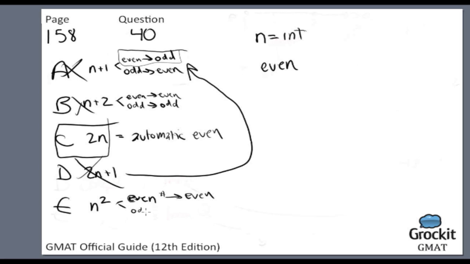If you start off with an odd number, just pick one in your head, like 3, you square it, it stays odd. So it's not choice E. Choice C is our correct answer. It automatically always gives us an even number. And we get this one right because we're awesome.